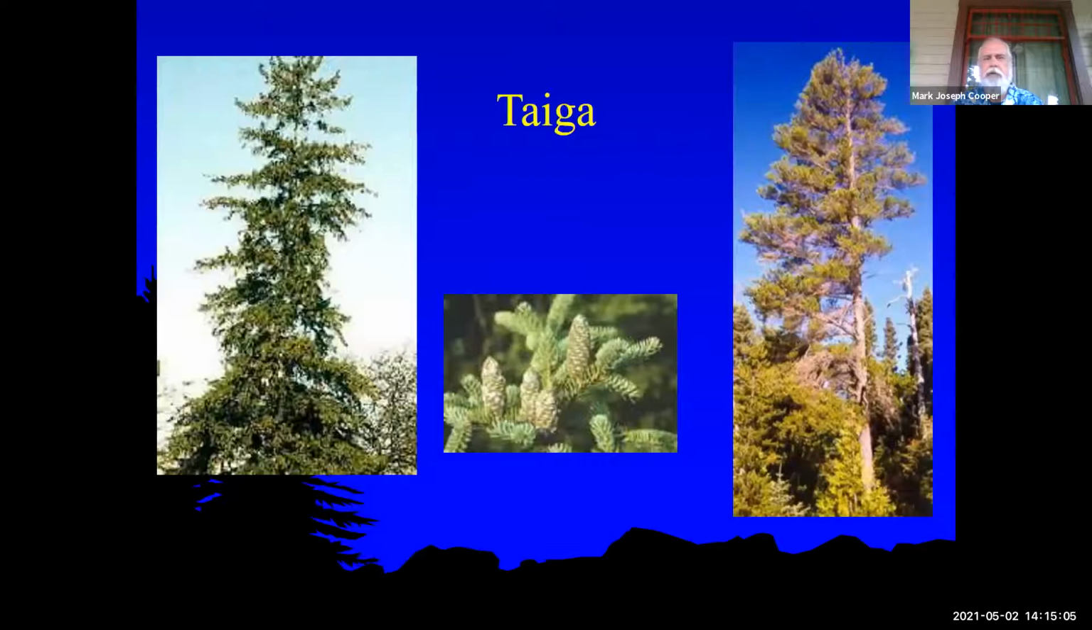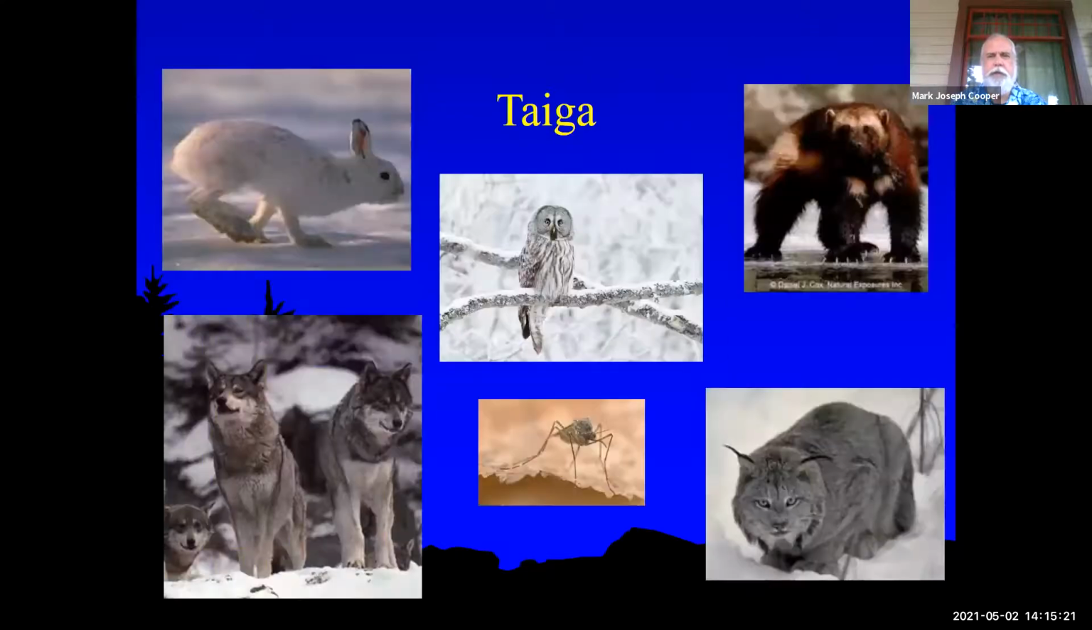And again, what we're looking at is pine trees or conifers, things like fir trees, anything that has cones, basically. These are the ones that have cones. They're called gymnosperms. We'll do that with the taxidermy. And so animals you'll find there, on the left is an Arctic hare. On the bottom left is a wolf. We have a gray owl sitting there in the middle.